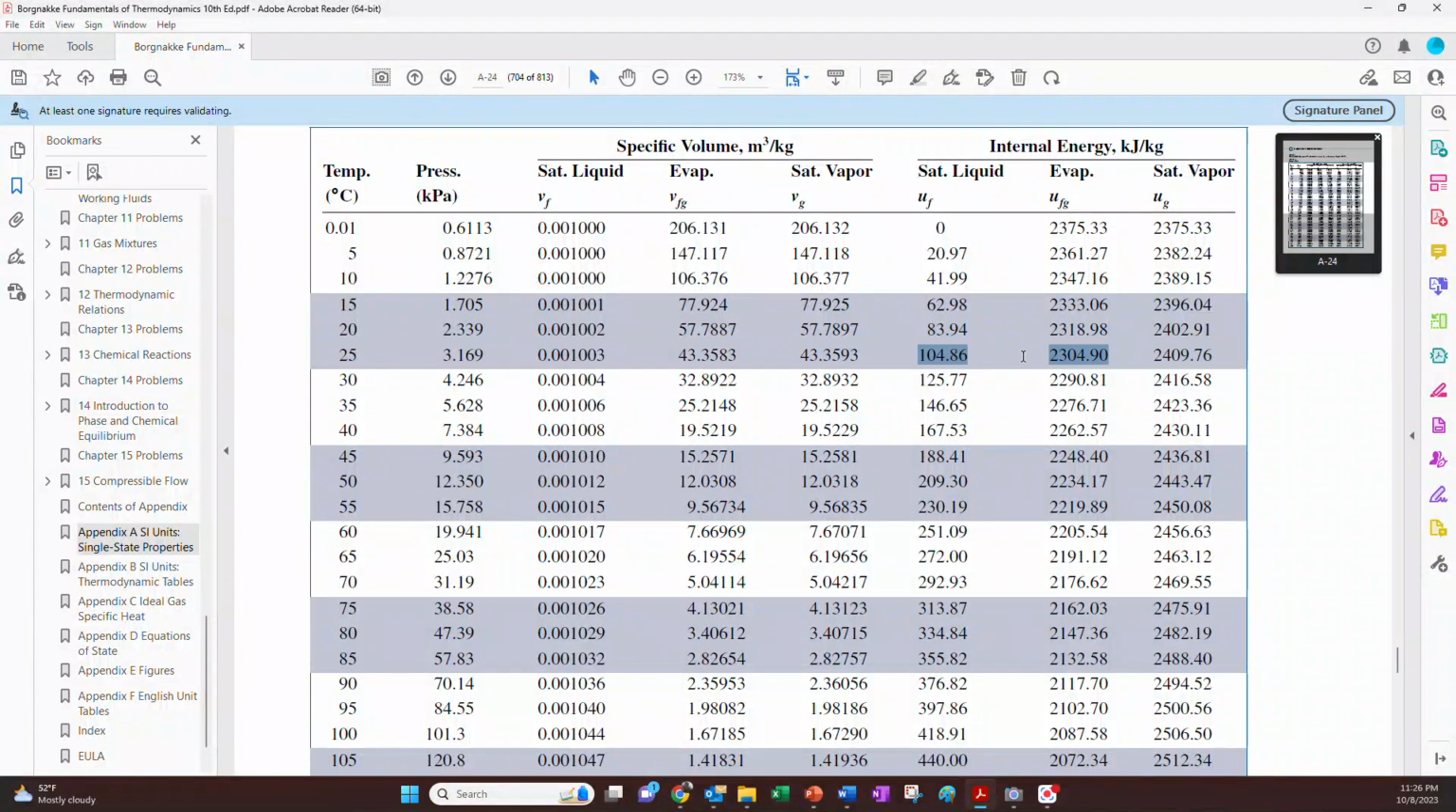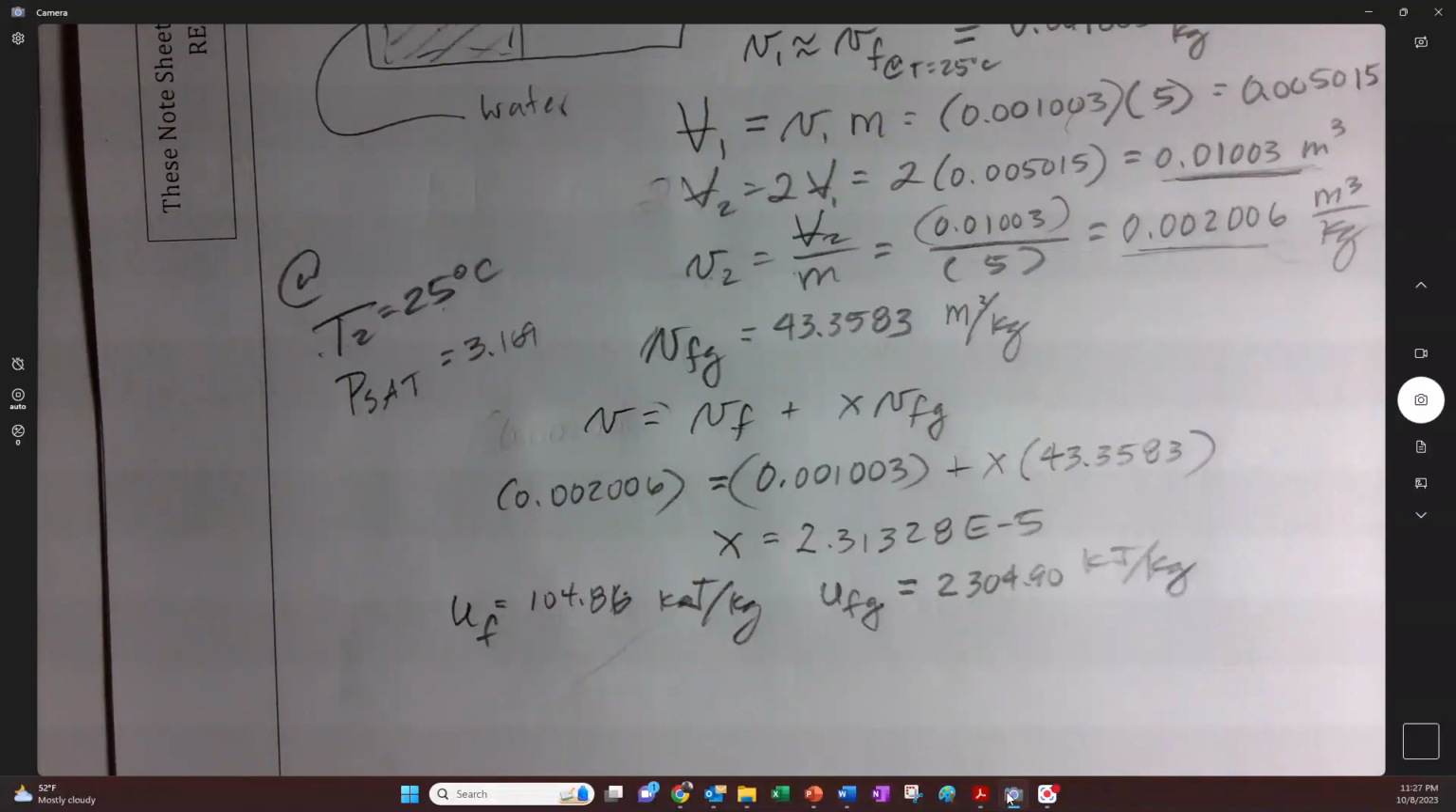So we can see those are the two numbers I want. I want u equal to 104.86 kilojoules per kilogram. I'm messing everything up. It's my fluid, and my fluid-gas difference is 2304.90 kilojoules per kilogram. And we can find out what our current state is here.